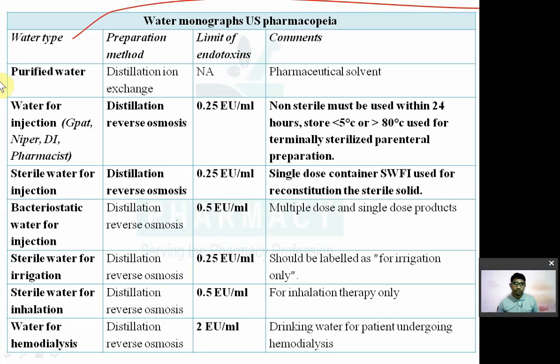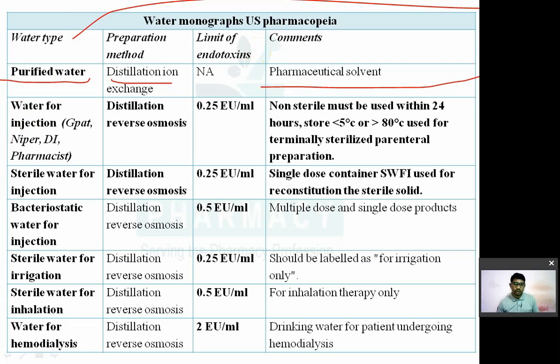Then there is another term known as purified water. Purified water is made by distillation and ion exchange. So when you do distillation and ion exchange, you get purified water. It is used as a pharmaceutical solvent. For example, if you want to make a syrup, you have to use purified water; for an emulsion, purified water; for a suspension, purified water. So that is purified water.